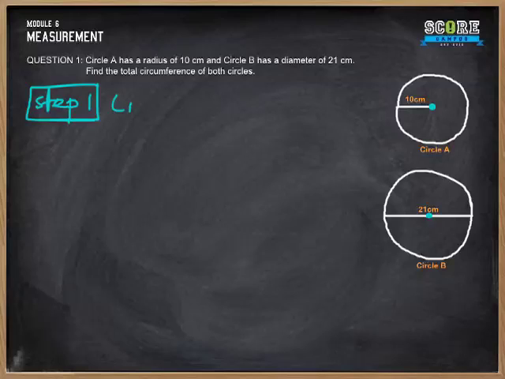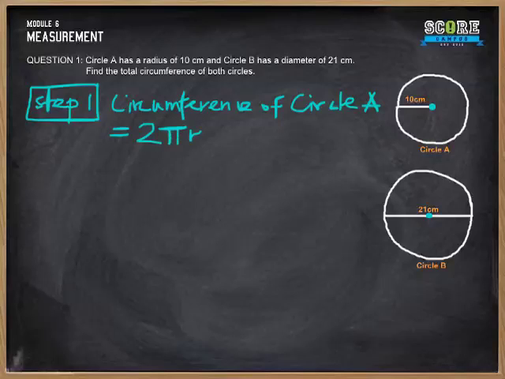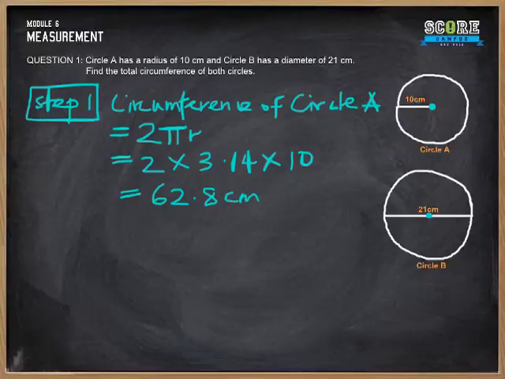Circumference of circle A equals, only the radius is given, so it's 2 pi r. Let's write that down, which is equal to 2 times 3.14 times 10. Okay, and what is the answer you get? You get 3.14 times 2, 6.28 times 10, 62.8 cm.